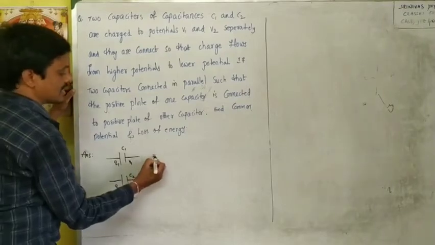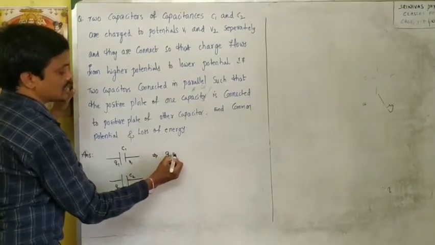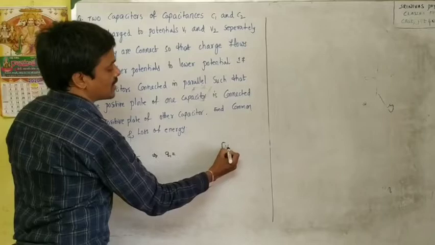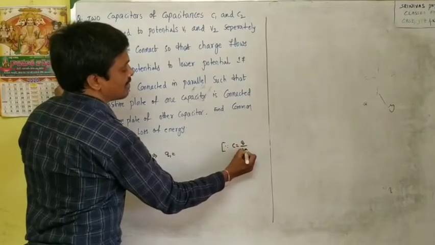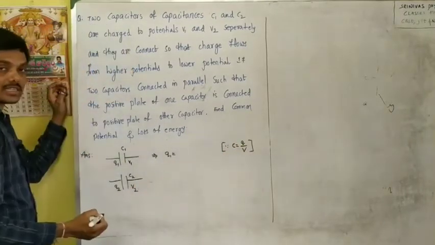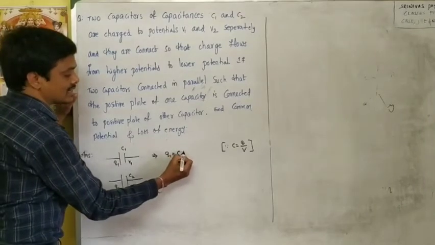And from this we write the Q1 formula. We know the formula C is equal to Q by V. Right, from this Q is equal to CV, so we write Q1 is equal to C1 V1.